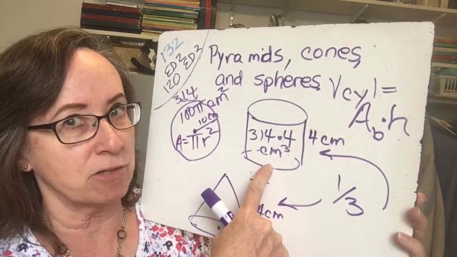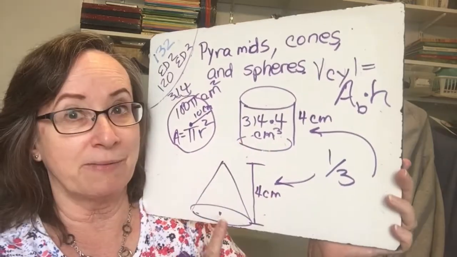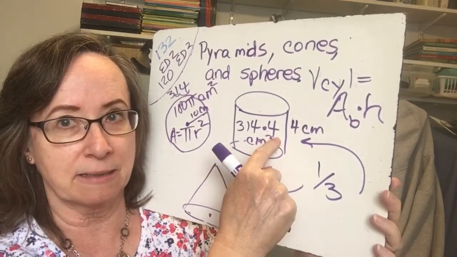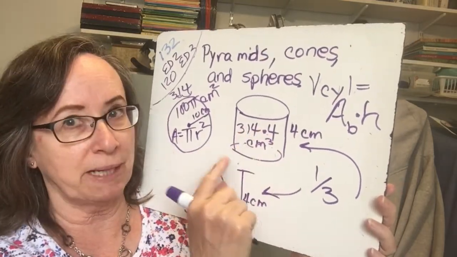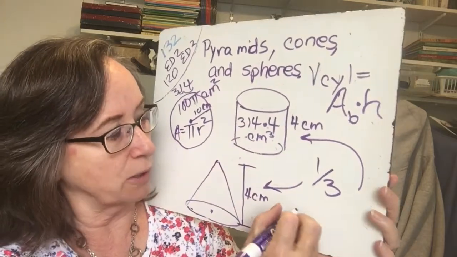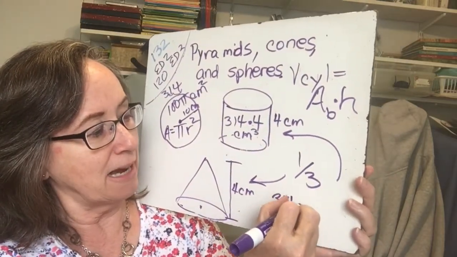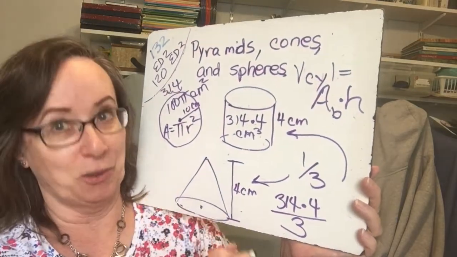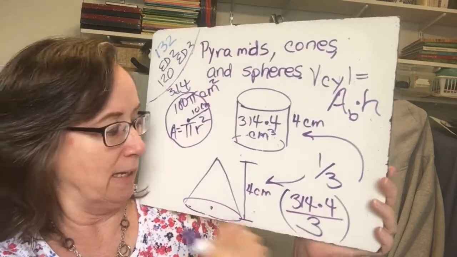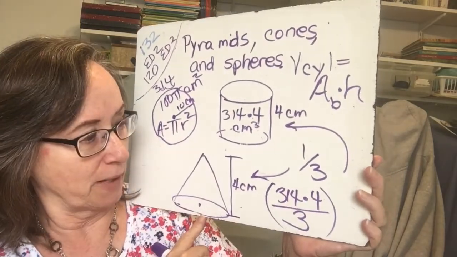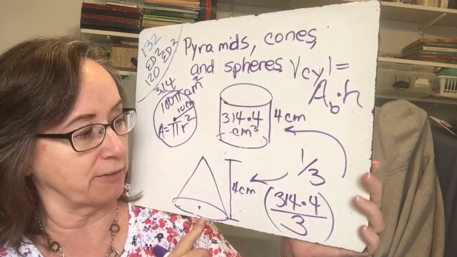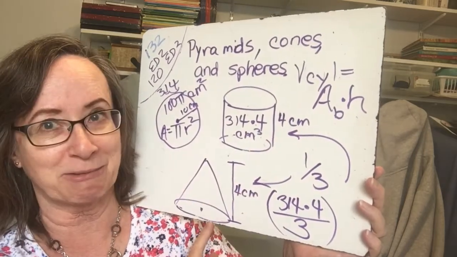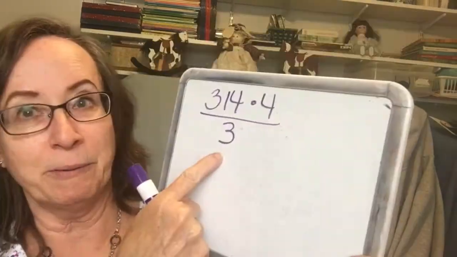And we haven't done that math out yet, but the volume of this one, which is what we're really looking for, isn't it going to be 1/3 of this? So 1/3 of 314 times 4. So we're going to have 314 times 4 divided by 3 cubic centimeters as the volume for this one. Okay, so now we have to go and do our math. So we're going to do 314 times 4 because that was this volume, and then we're going to divide it by 3 to get this volume. So here we go. This is our problem.